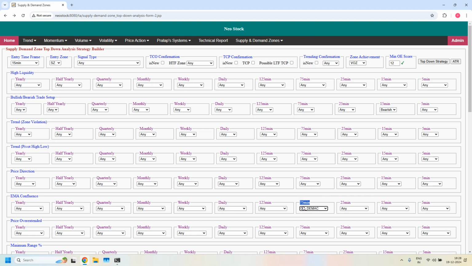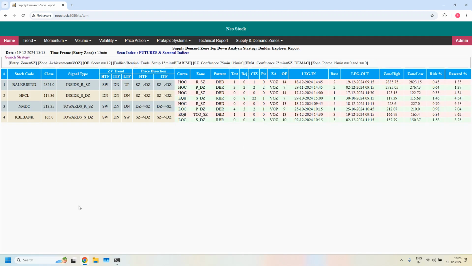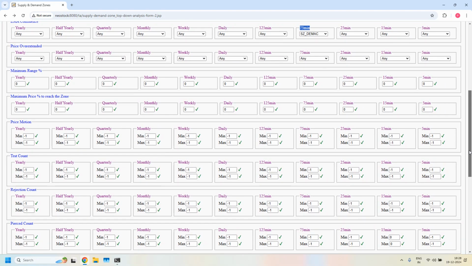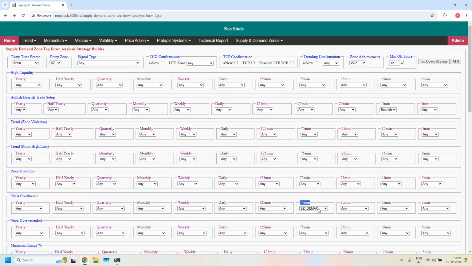So 75 minute supply zone, sorry, I made a mistake there. 75 minutes supply zone with daily EMA confluence. 4 stocks are filtered. These 4 stocks are even more high probability trade setup supported zones, all these 15 minute supply zones. Next, we will filter based on LTF, ITF and HTF supply zone confluence. So I have to remove this EMA filter first.